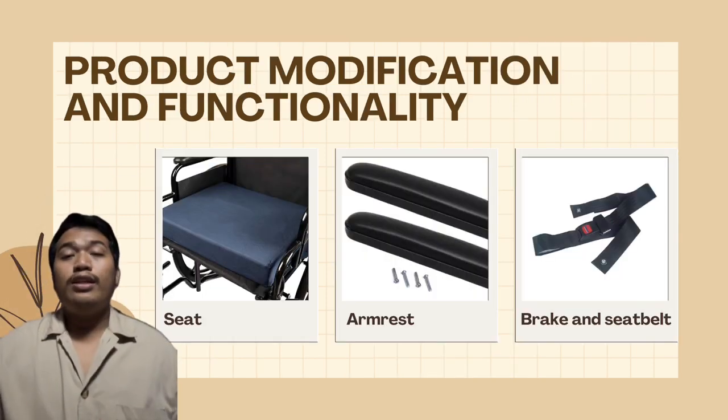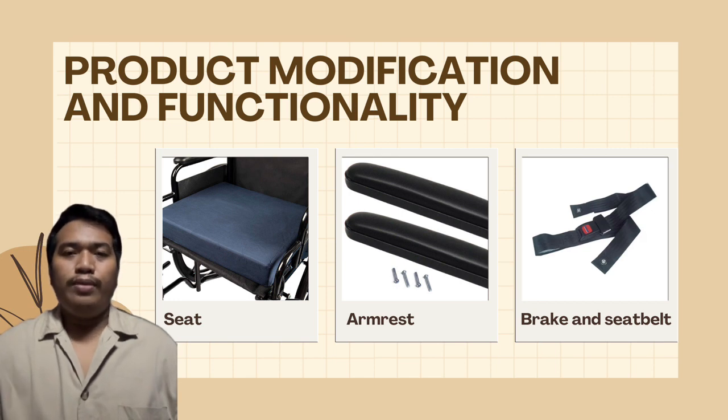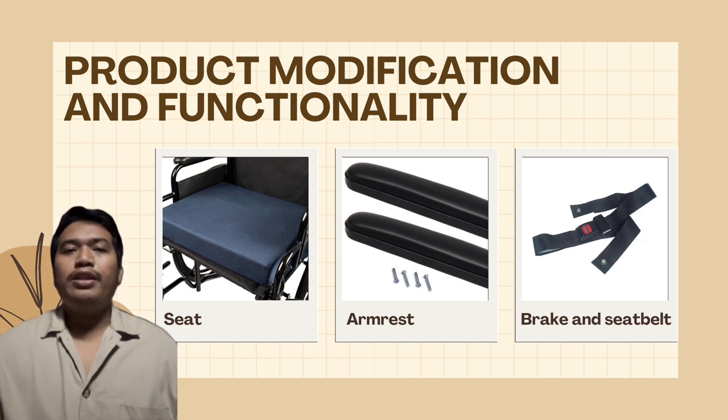For the modification and functionality part, there are several changes that we have made in our wheelchair to tackle all of our problems and needs. Besides that, there are also some parts that we added to enhance our wheelchair compared to the previous model. For the first modification, we have made a modification at the seat part.